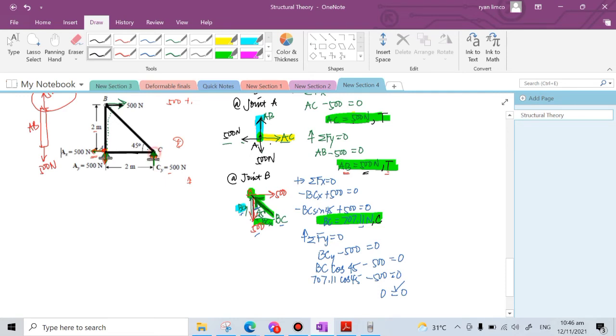Mag-check ka pa rin dito, o pwede, mag-joint ka dyan, at joint C. At joint C, kung mag-joint C ka, yan. Ito si 500 upward. Yan, 500 upward. At ito si 45 degrees. Ito si member BC. Si member BC, compression. Compression, 707.11. Since compression siya, it will be towards this point. Compression kasi. So, that's 707.11.